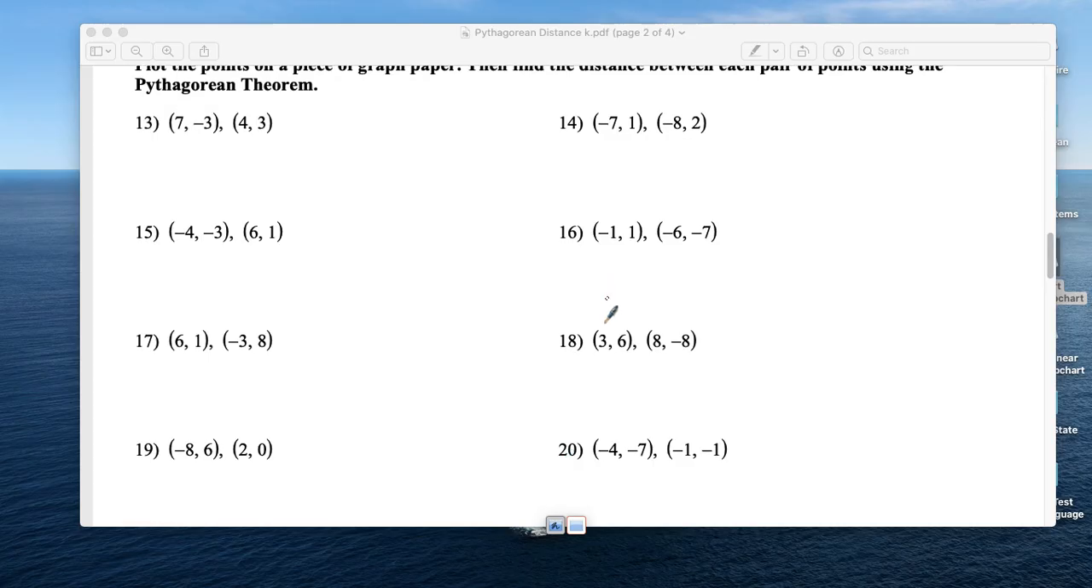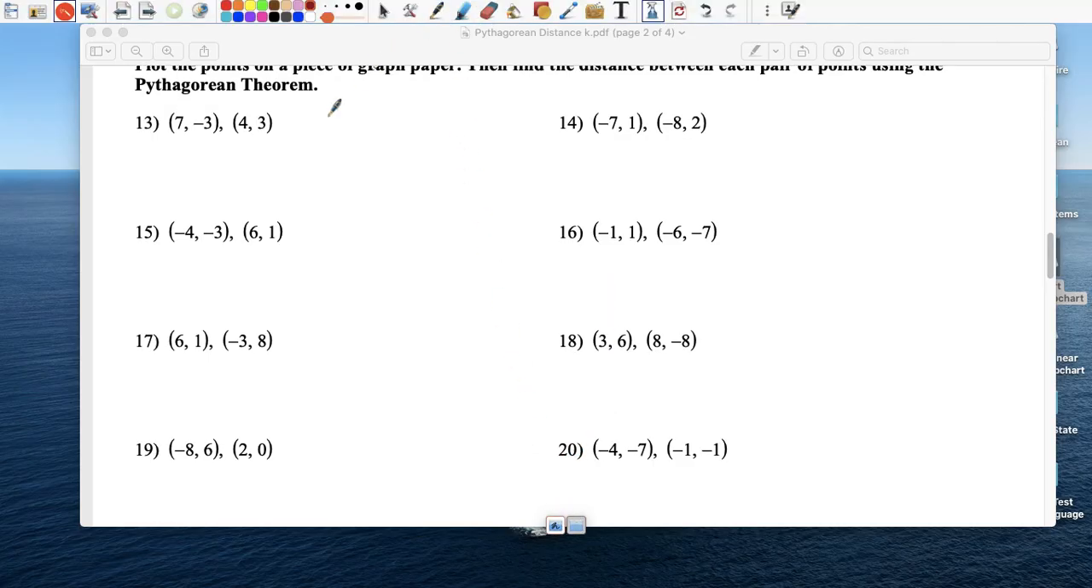Let's do 17. So 17, I want to imagine what 2 points look like, where they are. So 6 and 1 is 6 to the right and 1 up, right here. -3 and 8 would be -3 to the left and then 8 up. So we're looking at that. So that is sort of what these 2 points, and I want that distance, right? So let me just bring it out here, make it a little bit bigger so that you can see. I need this leg and I need this leg.